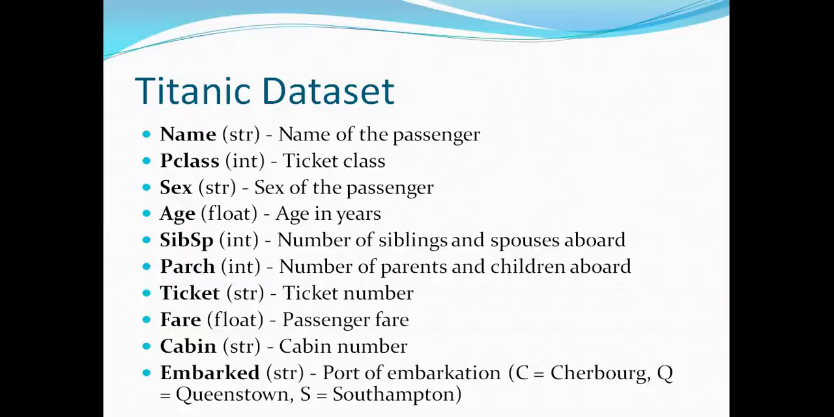In this dataset, the following information is provided: name of the passenger, ticket class, sex of the passenger, age in years, number of siblings (brother or sister) and spouses (husband, wife), number of parents and children, ticket number, passenger fare, cabin number, and port of embarkation. Using this information, we are going to build a model to predict which people would survive.